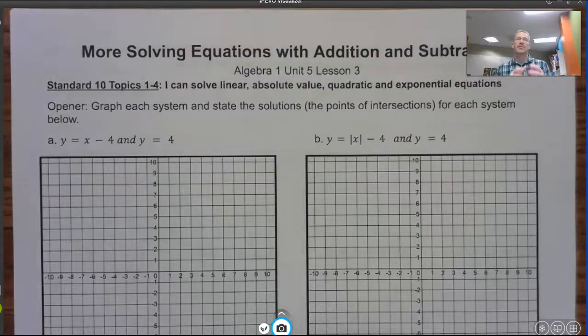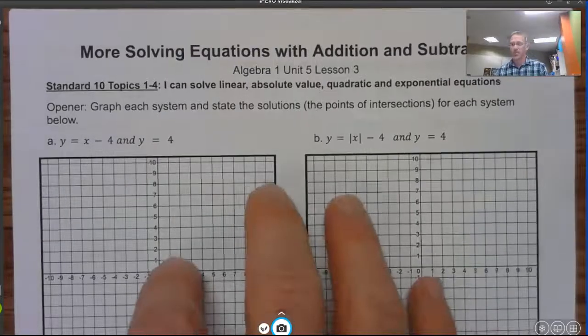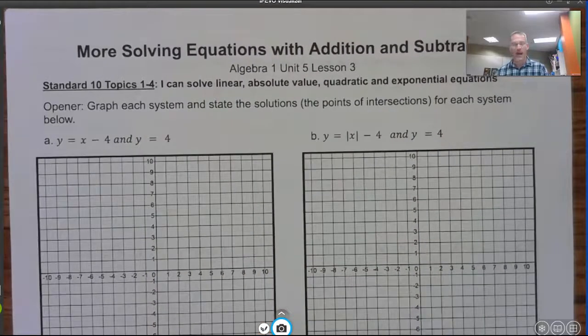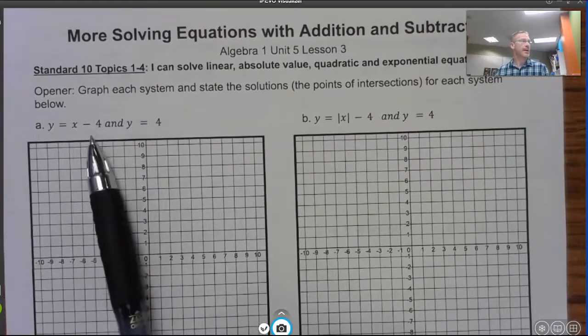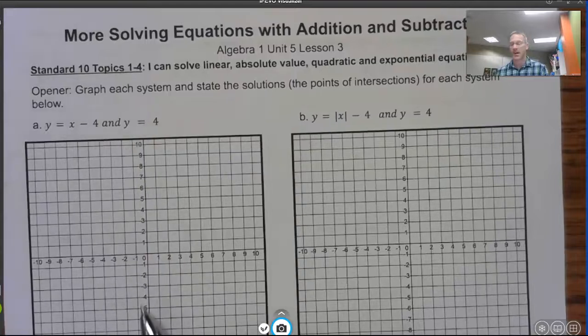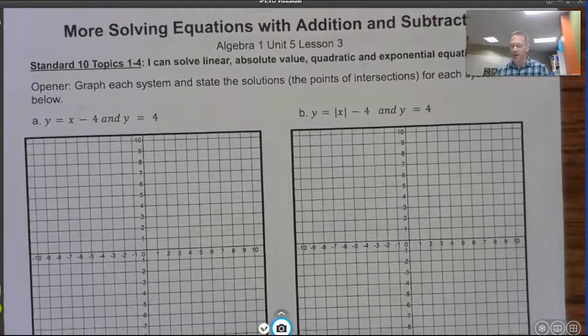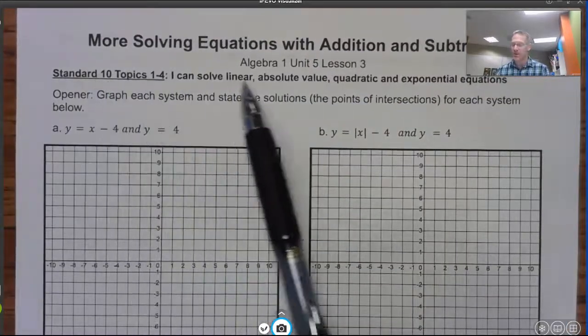So, in a very similar fashion to the previous lesson, we have an opener here with 4 different graphs. Like we did in our prior lesson, I want you to graph x minus 4, y equals 4, tell me where they intersect, and so on all the way to part D.